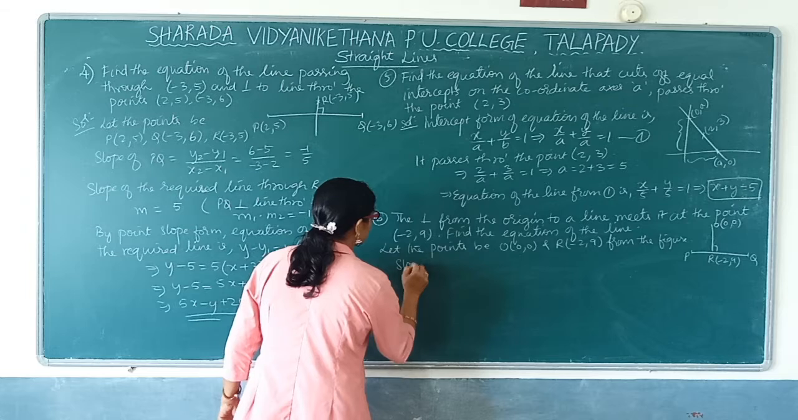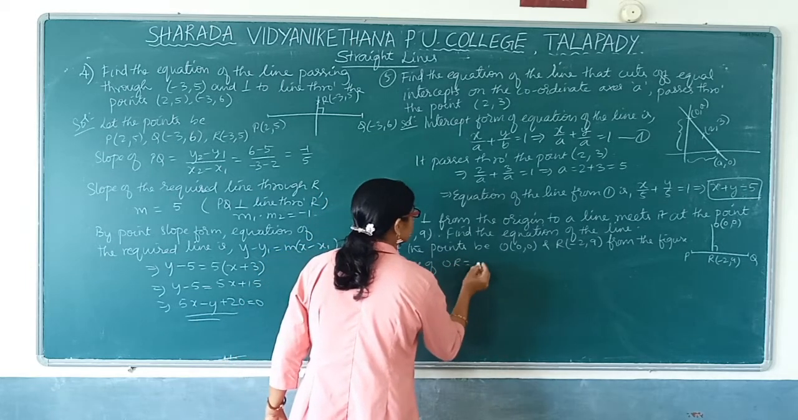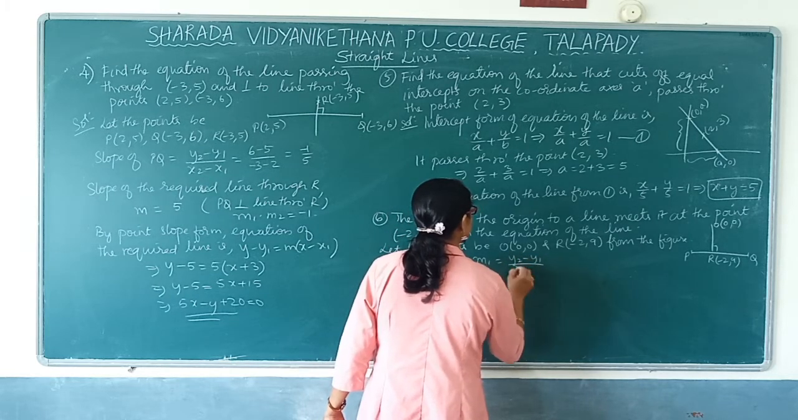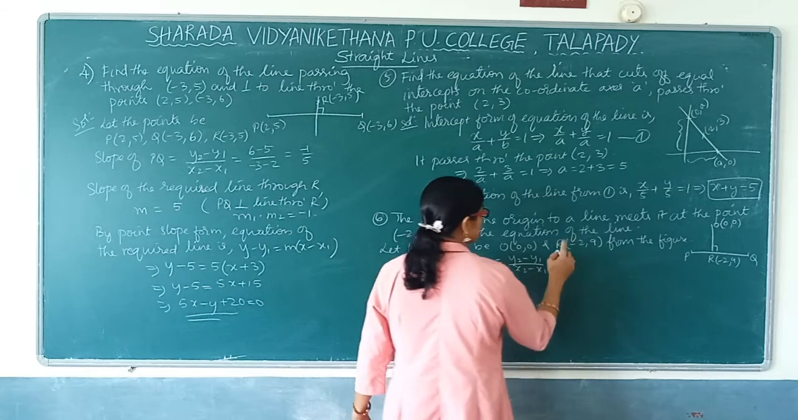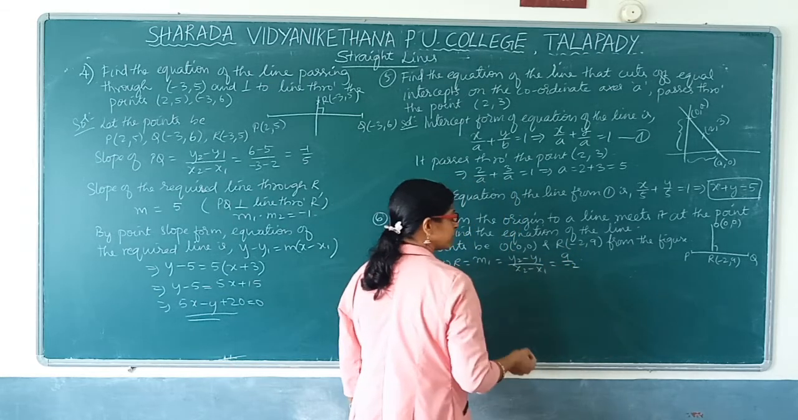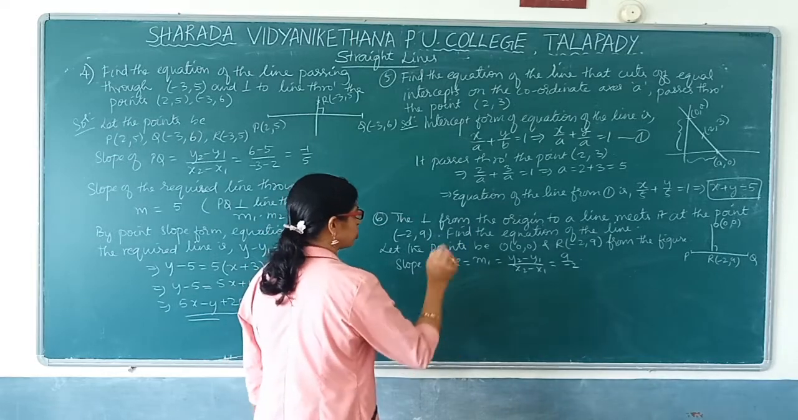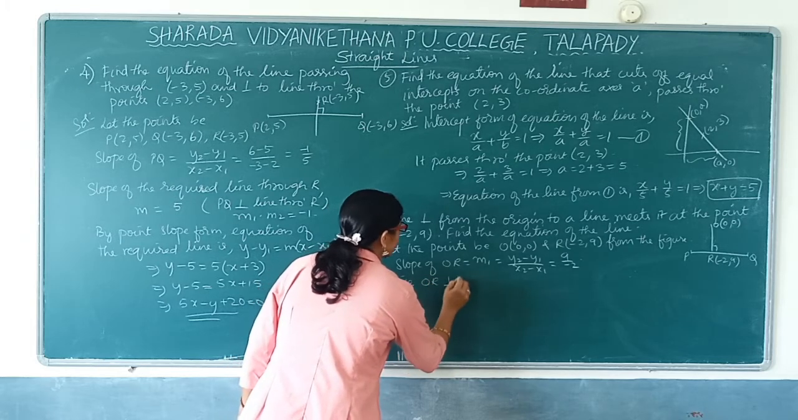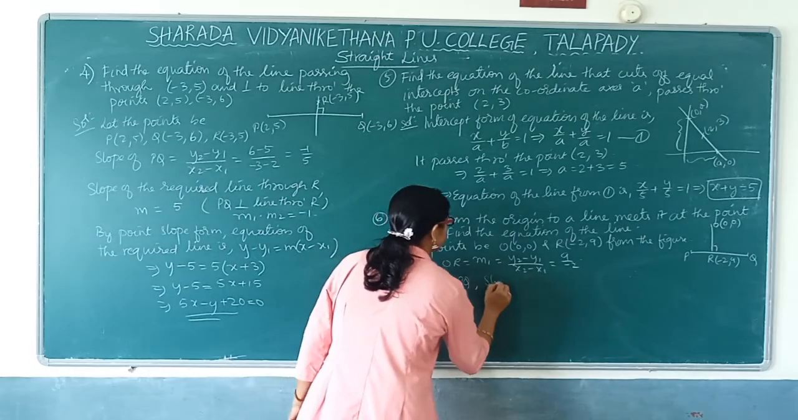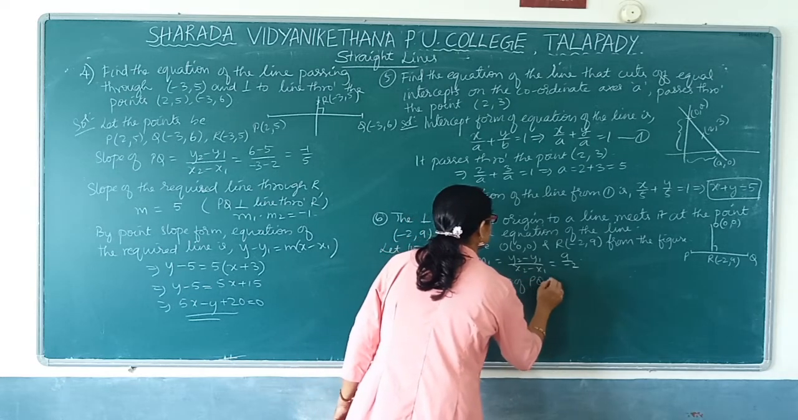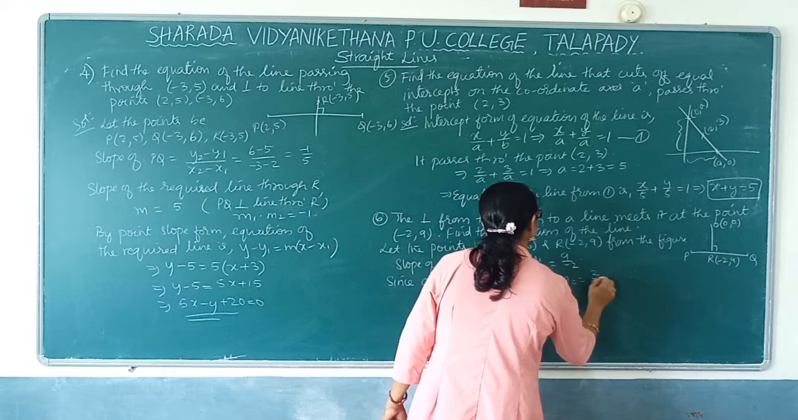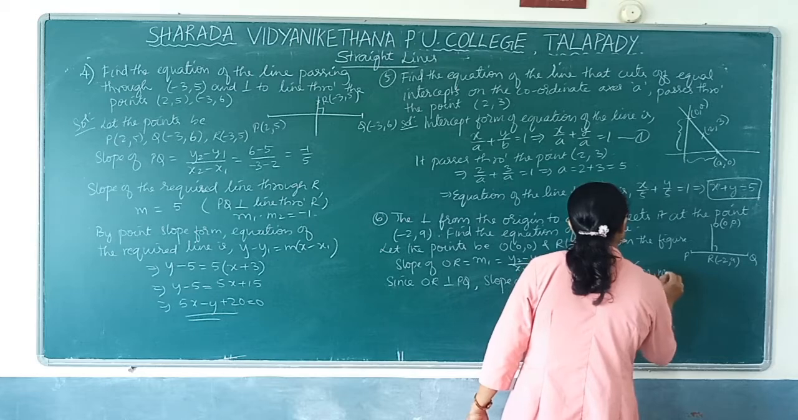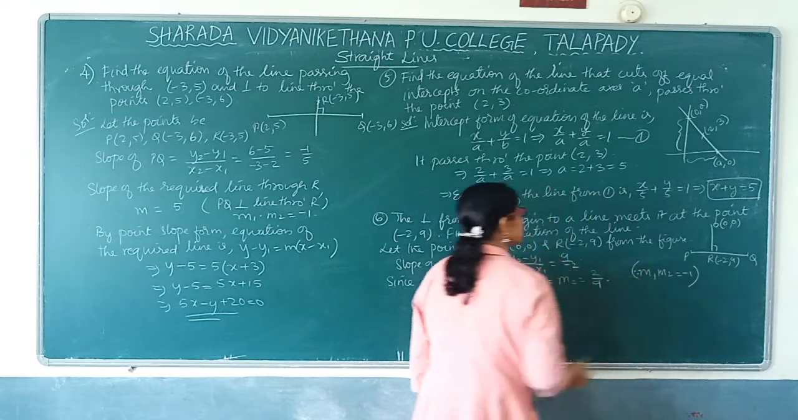So what is the slope of OR? Let it be M1. M1 is equal to y2 minus y1 by x2 minus x1, that is 9 minus 0 by minus 2 minus 0. Since OR is perpendicular to PQ, the slope of PQ, M2, is equal to 2 by 9. It is the negative reciprocal. What reason can you give? M1 M2 is equal to minus 1. This is the reason.